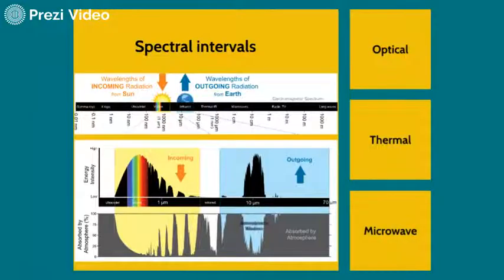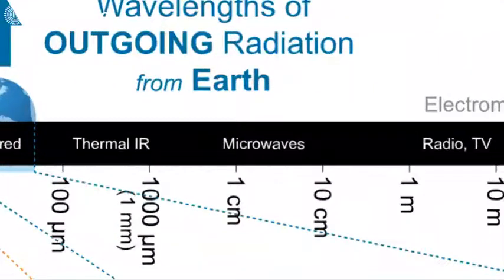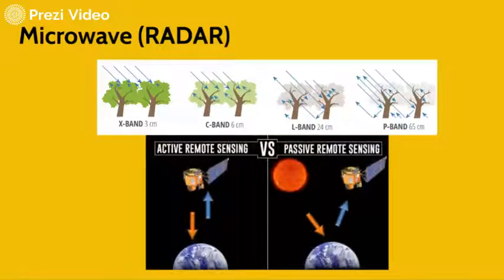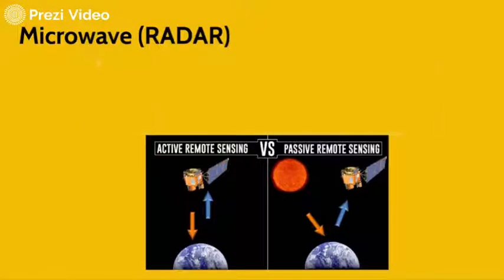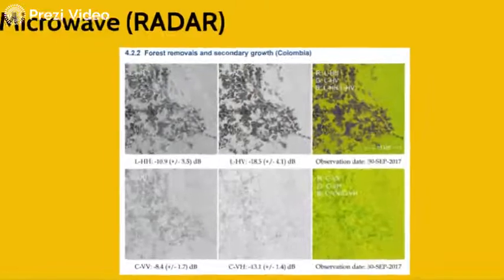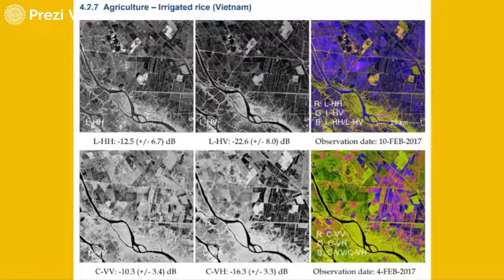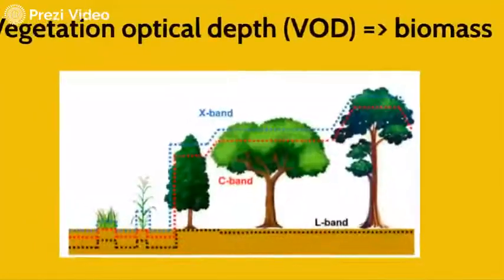Finally, the last domain is the microwave domain that is located here. Earth emits little energy in this domain. That's why it's more often used as an active technique, when the pulses are sent by the satellite itself in X, C, L, and P bands. The difference between bands is the depth of penetration in vegetation. For example, L band is very nice to depict deforestation, and C band is nicer to see paddy fields.